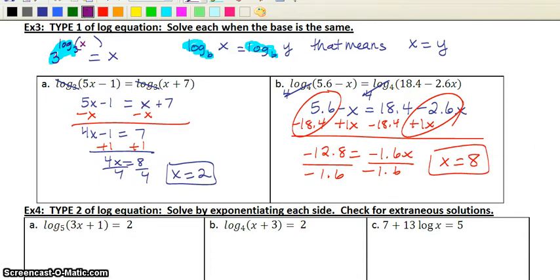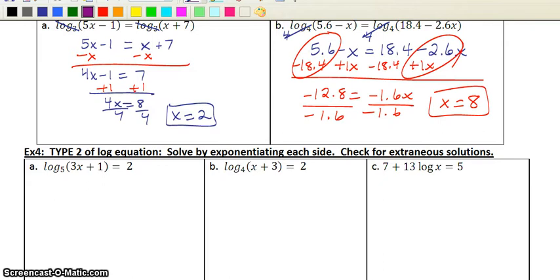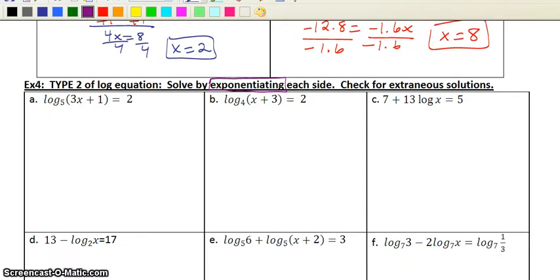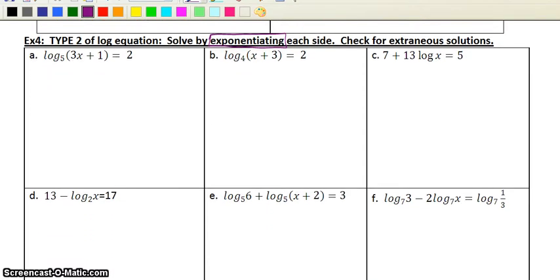Moving right along to example 4, the other type of log equation that you're going to see. So what I did before when I took both sides as exponents of a base of 4, that's called exponentiating. And when I do this with logs, I do end up getting extraneous solutions sometimes, so we're going to check our answers each of these times. So here's what I mean.